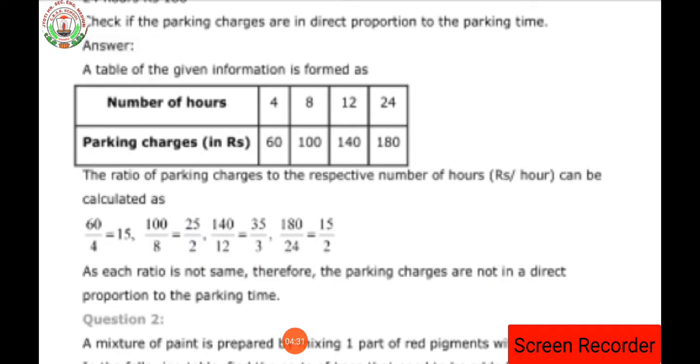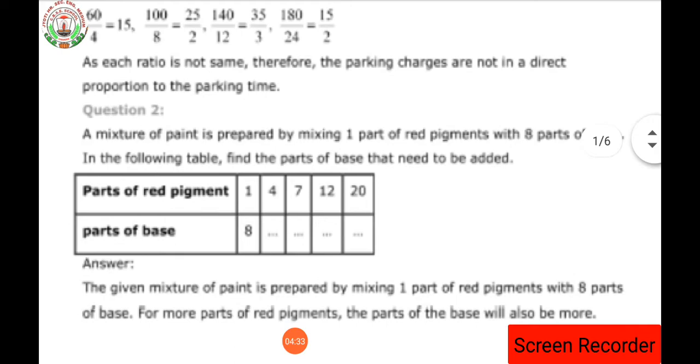So this is the solution for question number 1. Now let's see question number 2. A mixture of paint is prepared by mixing 1 part of the red pigments with 8 parts of base in the following table. Find the part of base that needs to be added.